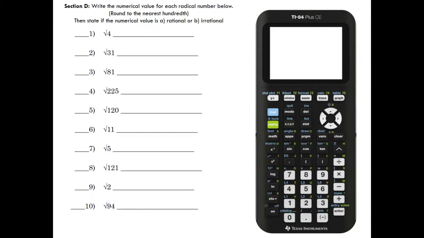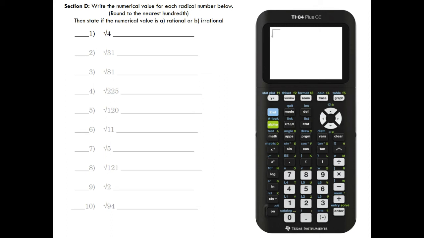So now for section D, the way to do it in the packet, it says write the numerical value for each radical number below. After you perform the square root operation, round to the nearest hundredth. Then state if the numerical value is A, rational, or B, irrational. So number 1 is radical 4, the square root of 4. Again, radical could mean square root, cube root, fourth root, but for this course we only use square root. So when they say radical, it refers to the square root.